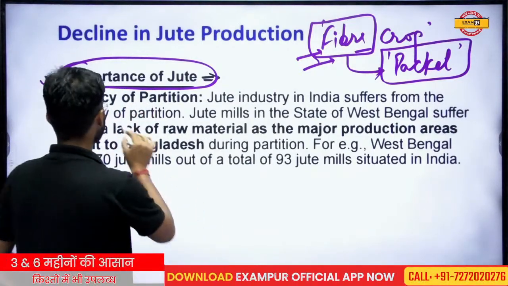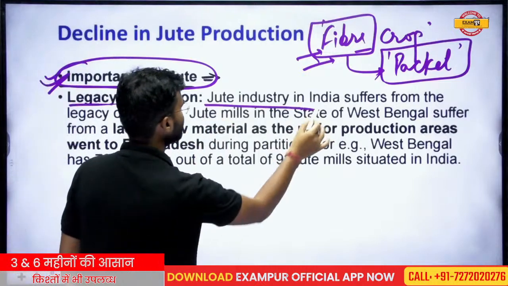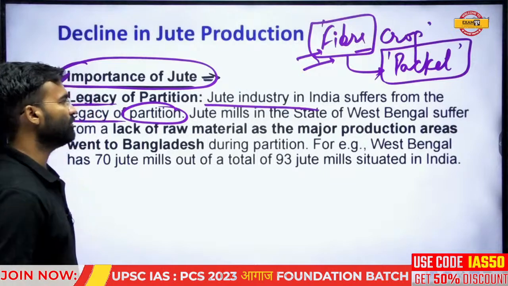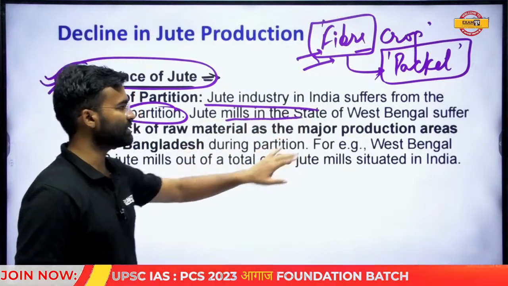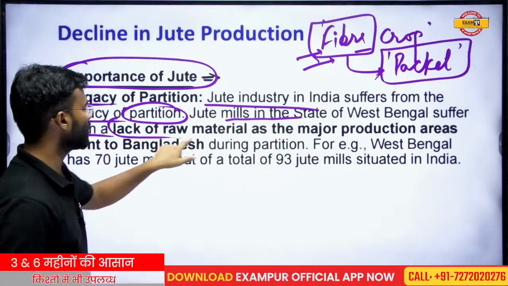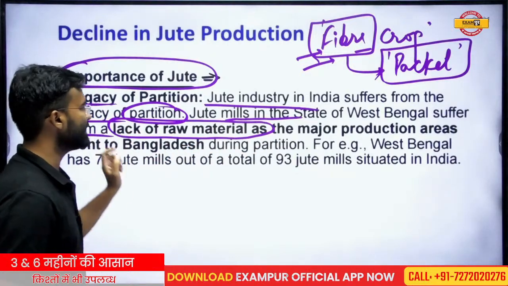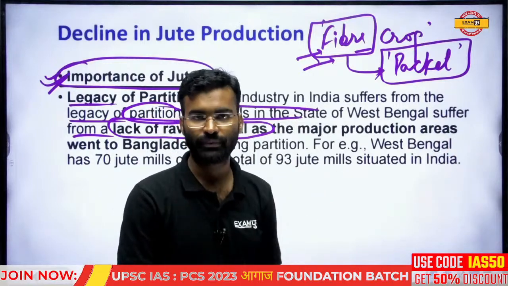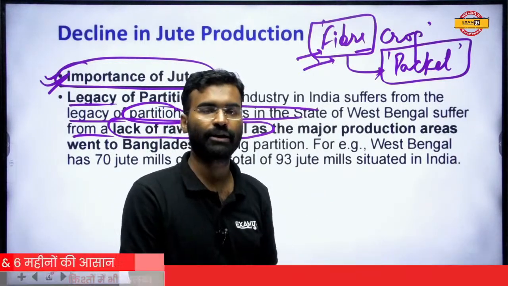So firstly, what is the legacy of the partition? The jute industry in India suffers from the legacy of the partition. This is the big problem. Jute mills in the state of West Bengal suffer from a lack of raw material, because the raw material producing area went with Pakistan, and now that is Bangladesh.